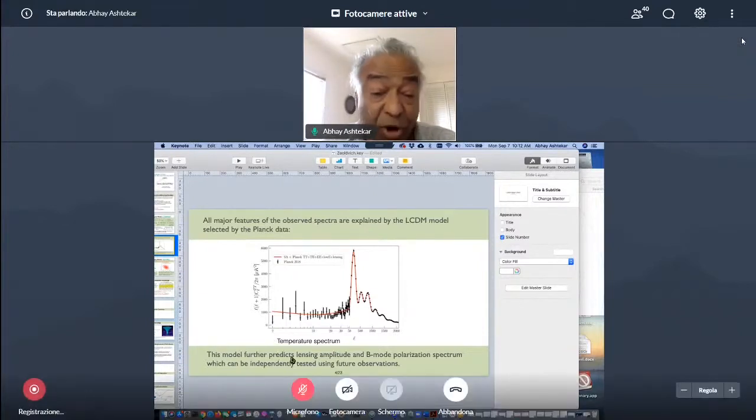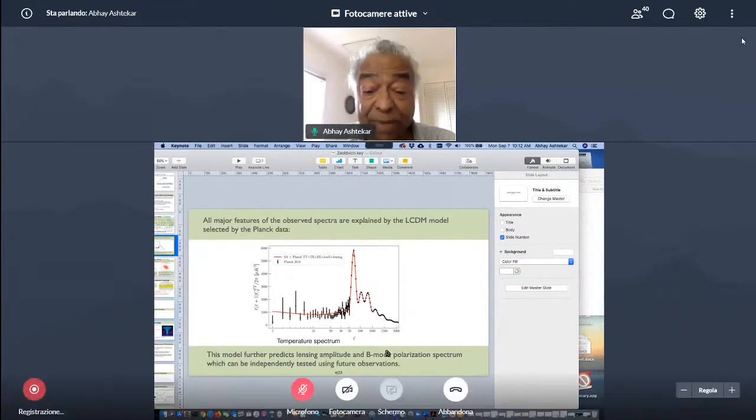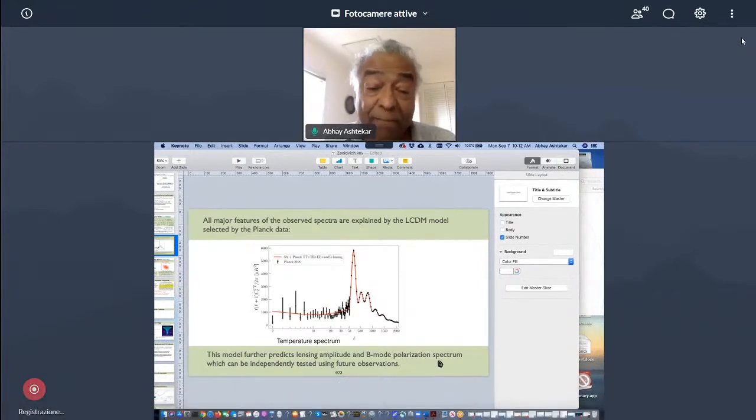This model also predicts other observables, not the ones used to determine the parameters, but additional observables like the lensing amplitude and the B mode polarization spectrum. These are new observables with predictions that you can independently test with future observations. But as we already see here, while the agreement is very nice for large L, for L less than 30 up here, the agreement is not so good.